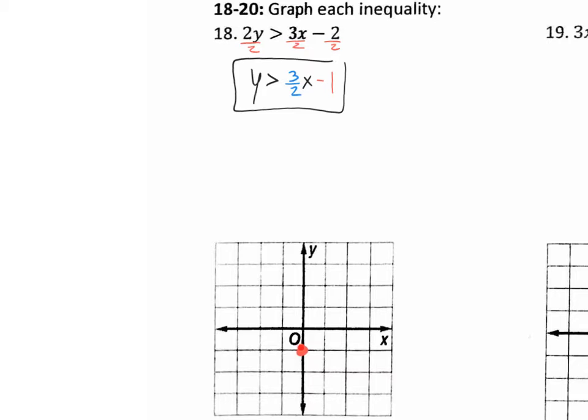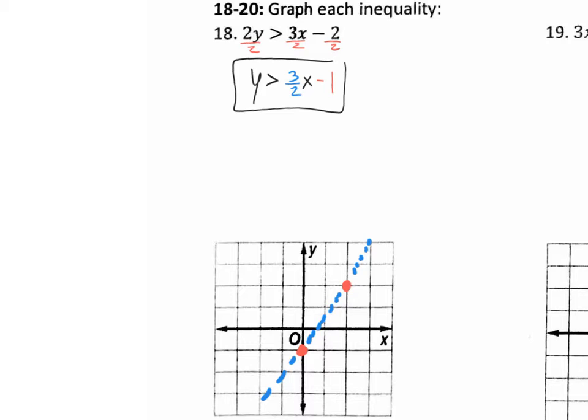From that point, I'm going to rise how much? Or am I going to drop? Rise how much? 1, 2, 3. And run how much? And you always run to the right. Okay? So that's 3 over 2. Here's my dot. Let's connect the dots. Now the question is, when I connect these dots, am I going to use a solid line or a dotted line? Dotted, right? Why? Because there's no solid line underneath the inequality. If there's no solid line underneath the inequality, it cannot be a solid line. So I'm just going to put some dots.